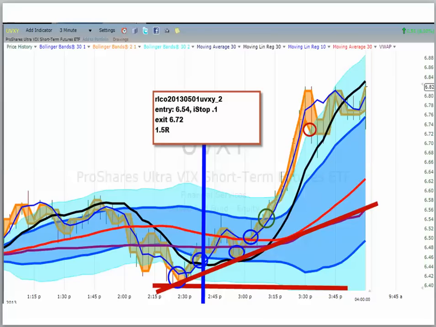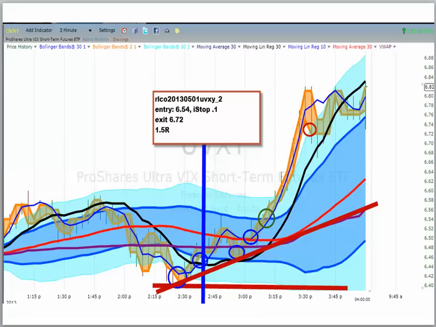So we have this lazy W type of a formation, and that's one of our standard plays in the regression line crossover. That is after an RLCO outside the river, then we're looking for, this next play looks for finding support at the Bollinger Band mean, and now we have a higher low. That's sort of indicated by this sloping red line here.